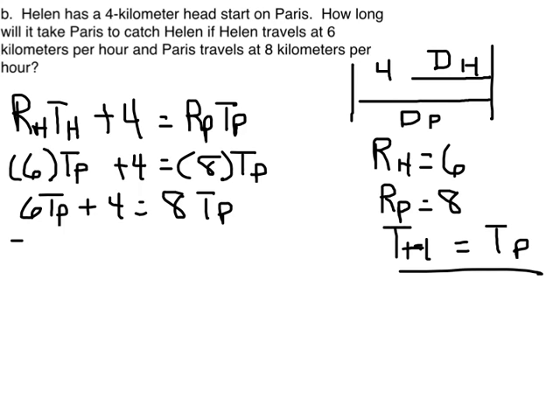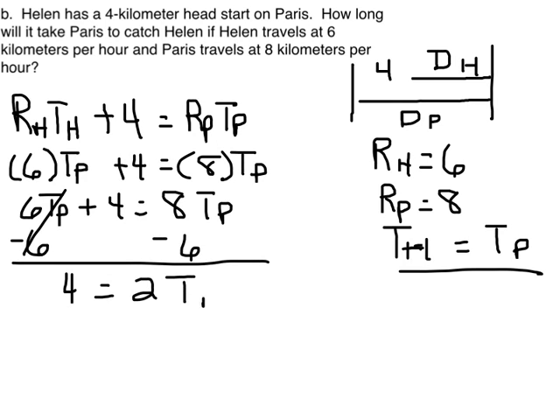And I need to get my TPs all on the same side. So I'm going to move this 6 to the other side. When I do, that cancels out. I'm left with 4 is equal to 2 TP. When I divide by 2 on both sides, I'm going to find that it's going to take Paris 2 hours to catch Helen.